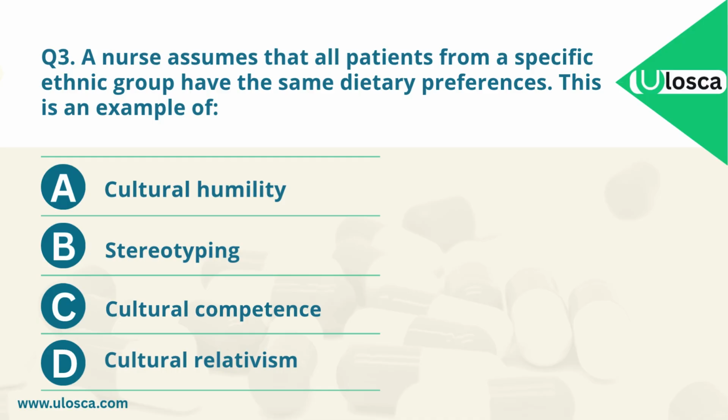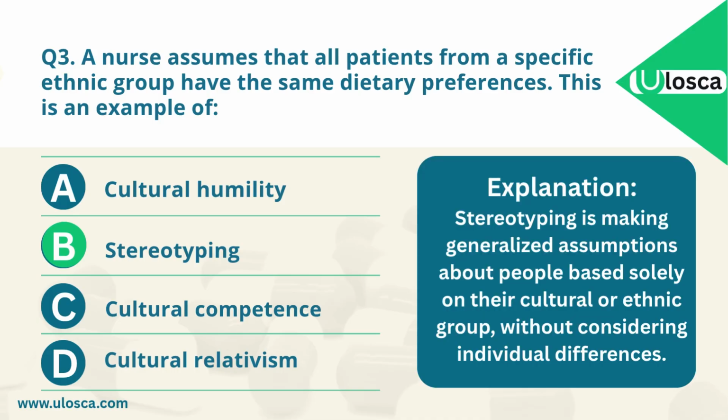The correct answer is B. Stereotyping. Explanation. Stereotyping is making generalized assumptions about people based solely on their cultural or ethnic group without considering individual differences.